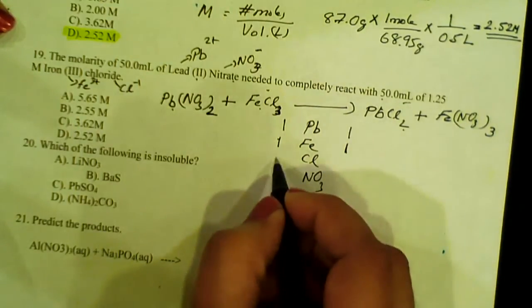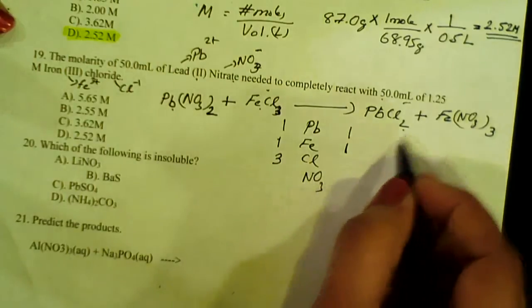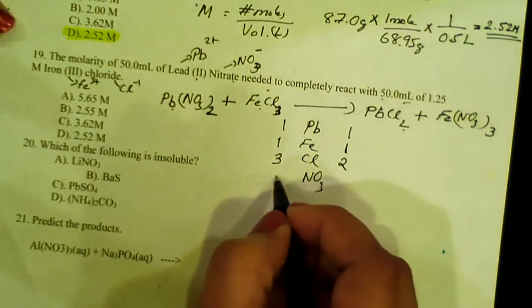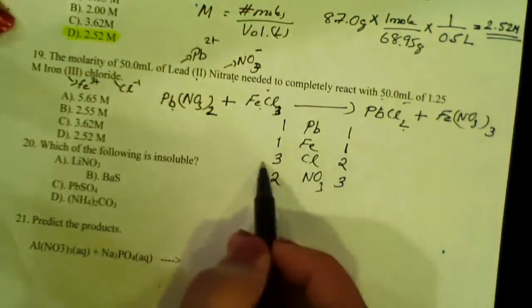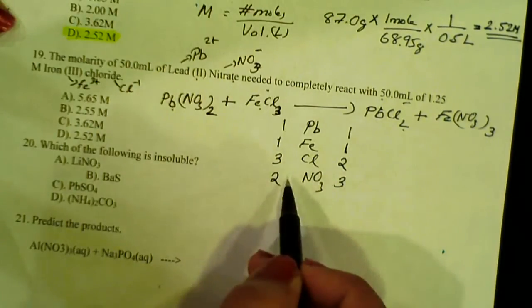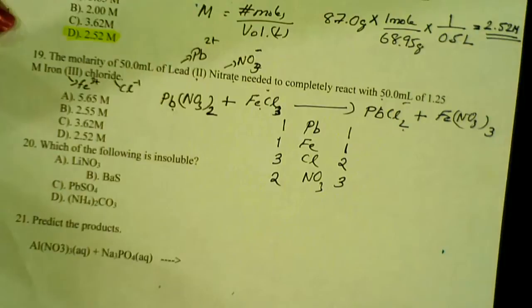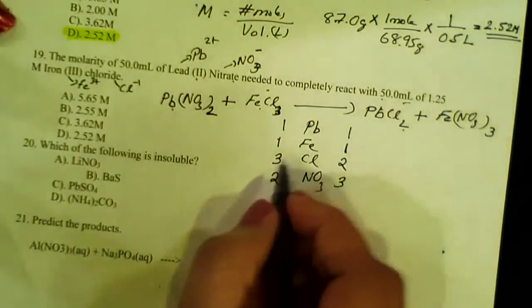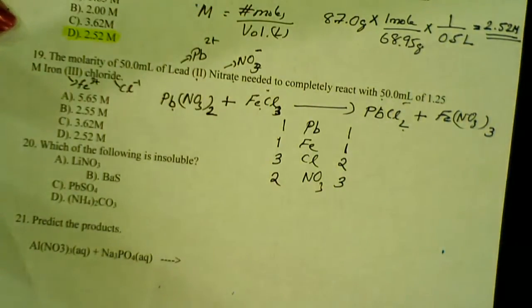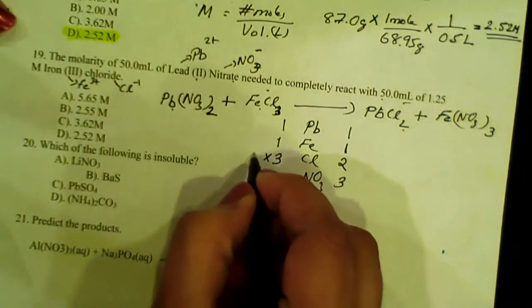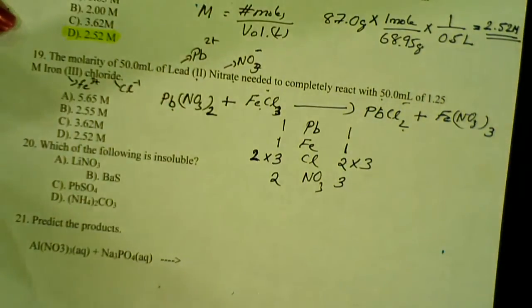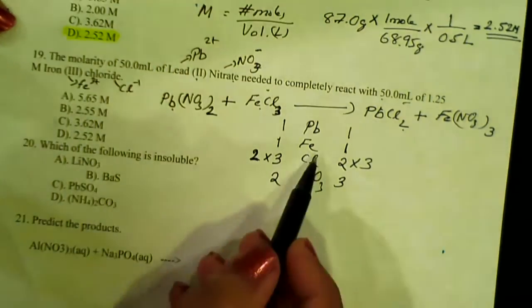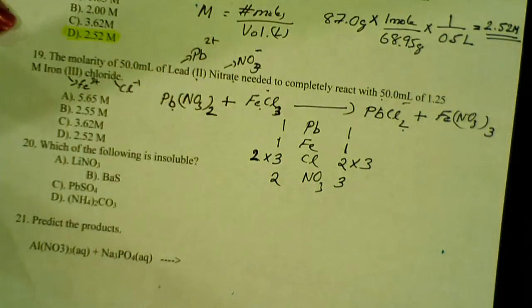So it is not balanced and you have to balance that. So you have 1 Pb, iron, chlorine and nitrate. This side 1 lead, and this side also 1. Here is 1 iron, and on the other side also 1. There is 3 chloride ions here, and here you have 2 chloride ions. Here you have 2 nitrate ions and here you have 3 nitrate ions.